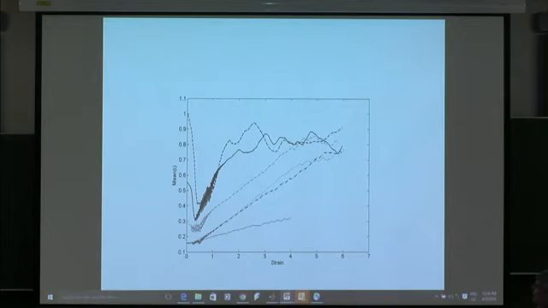Yeah. And actually this one down here was one that had buoyancy in it, and you can see it didn't grow in wavelength as quickly.